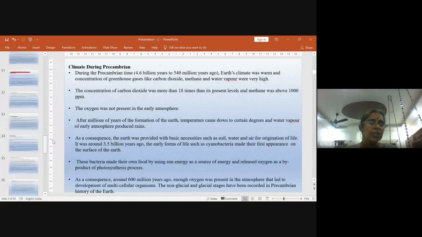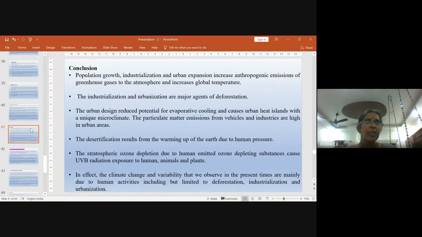So to conclude this topic, that is the third unit of block two, the population growth, industrialization, and urban expansion increase the emissions of greenhouse gases to the atmosphere and increase the global temperature. The industrialization and urbanization are the major agents of deforestation. The urban design reduces the potential for evaporative cooling and causes urban heat islands with a unique microclimate. So the desertification results from the warming up of the earth due to human pressure. The stratospheric ozone depletion due to human emitted ozone depleting substances causes UVB radiation exposure to humans, animals, and plants.